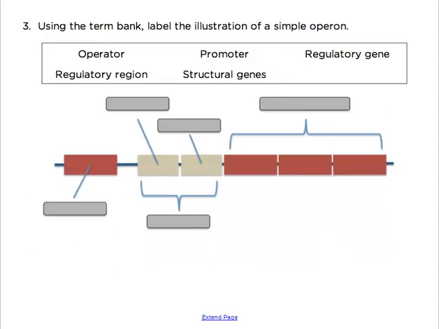Problem 3. Using the term bank, label the illustration of a simple operon. This illustration is actually based on the lac operon, although you don't need to know the specifics for this question. If you look at the far left, that red box that looks like it's outside of these other 5 boxes grouped together, this one right here is outside of the operon. Remember from the last problem, the gene that is outside of the operon is the regulatory gene.